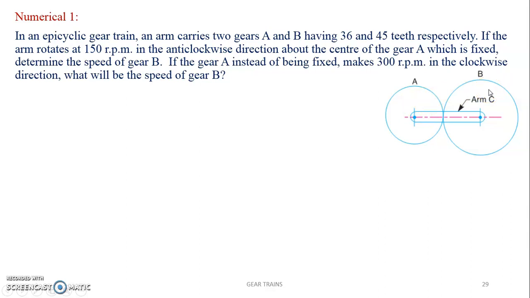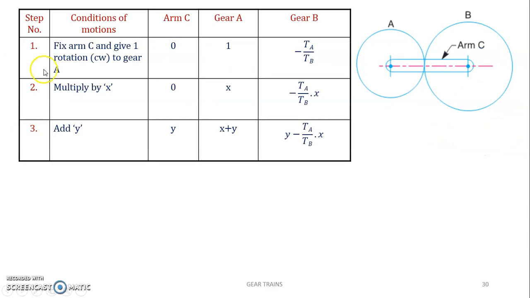So let us solve. This is an epicyclic gear train. We know from the data that NA, the teeth on gear A, is 36 and teeth on gear B is 45. It's given over here. And then the arm rotates at 150 rpm in the counterclockwise or anti-clockwise direction. The objective is to find the speed of B by using the tabular method. How to do that? We'll come here. First you are supposed to draw this box, where there are only three steps. But I'll come to the top row. So here you are supposed to write the conditions of motion. Then arm, this is arm C.